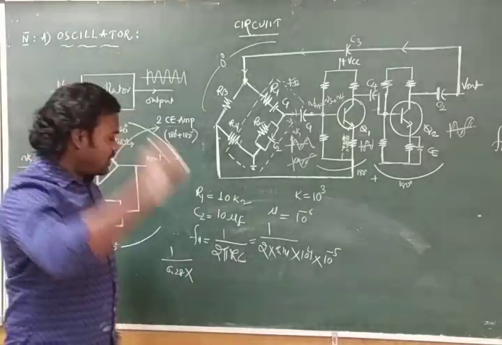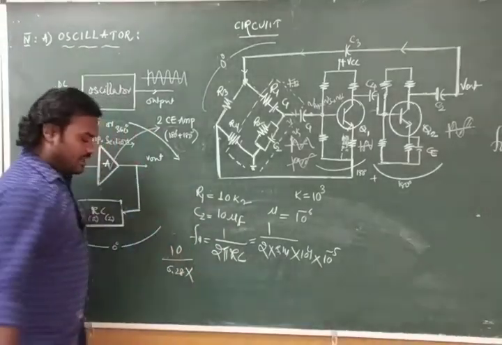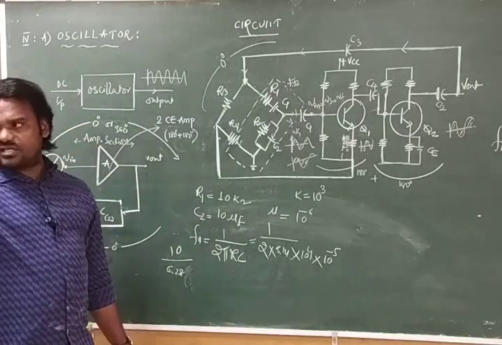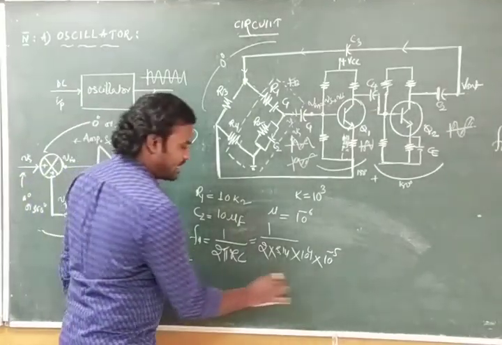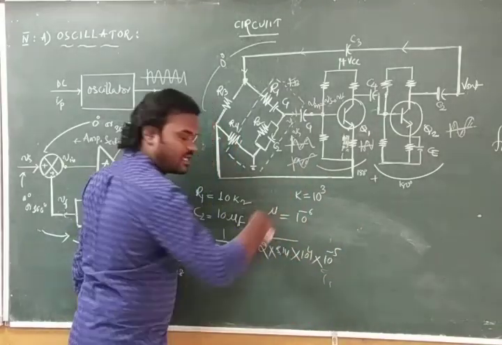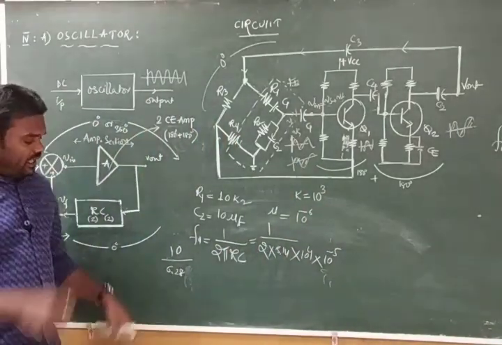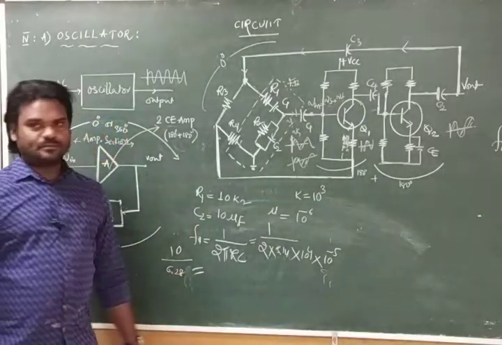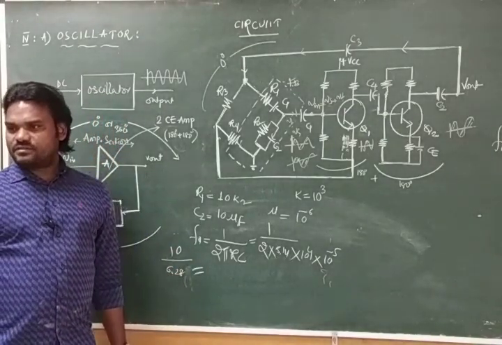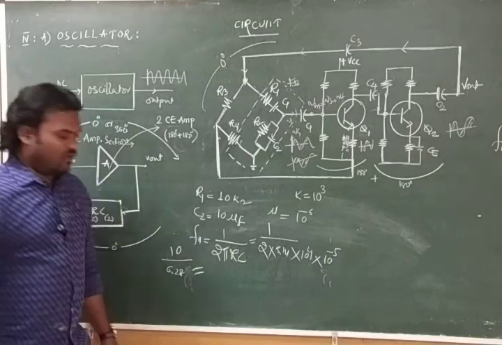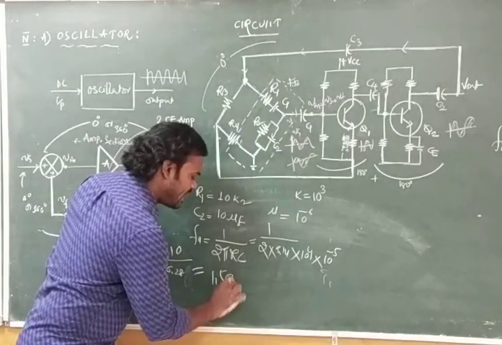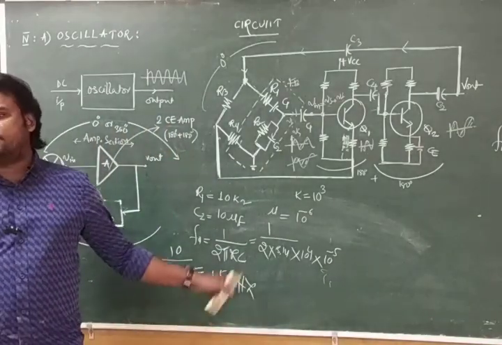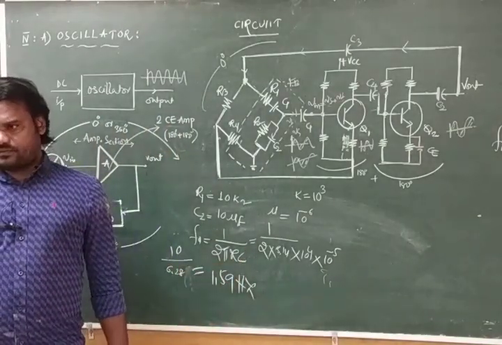Minus 1 I will take to the numerator then. 1 by 10 means 10 power of minus 1. Here I can write it as 1 by 10, so 10 will be the numerator. 10 by 6.28. What will be the answer? 1.59 hertz. What are the units for frequency? Hertz. So this is the required answer.